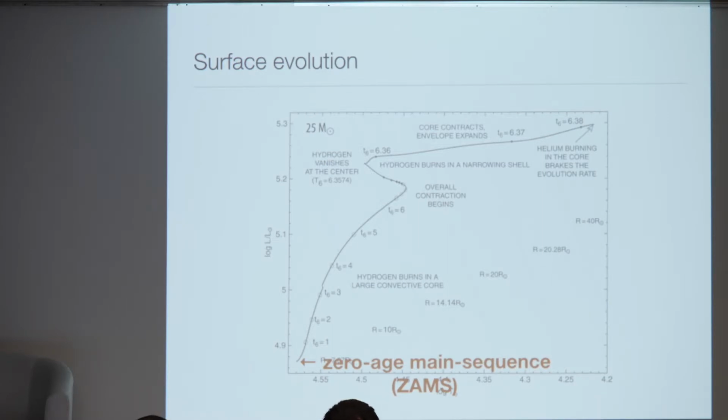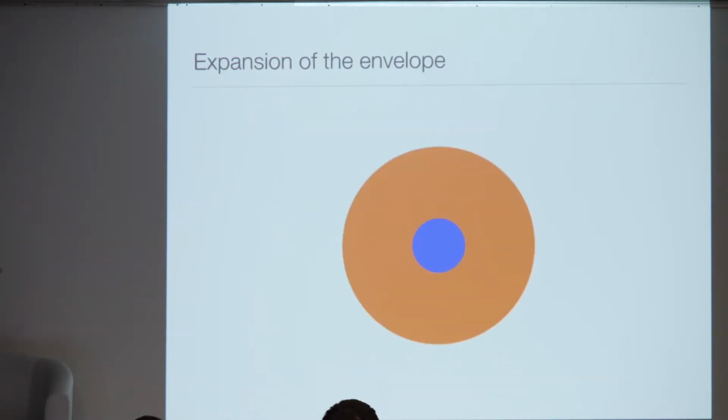But at some point, it will start to expand. The reason is that at the center, this is where the hydrogen burning phase will finish, and that we call terminal age main sequence. The reason, I think nobody knows exactly why, but there are many different ways of thinking about this.